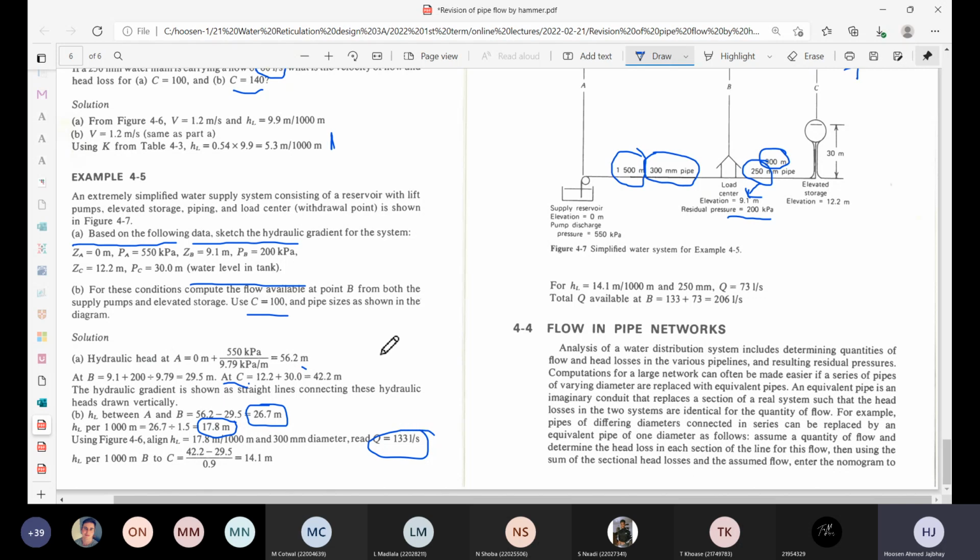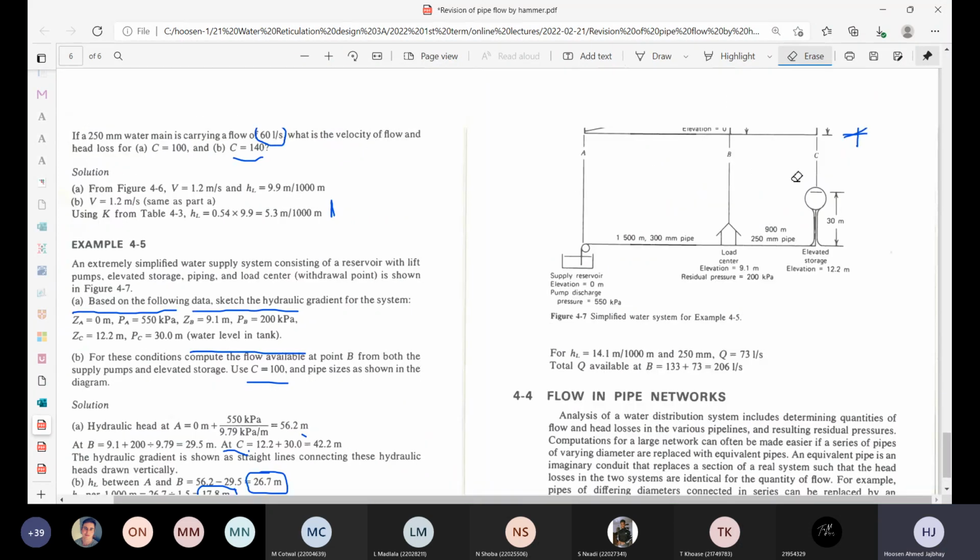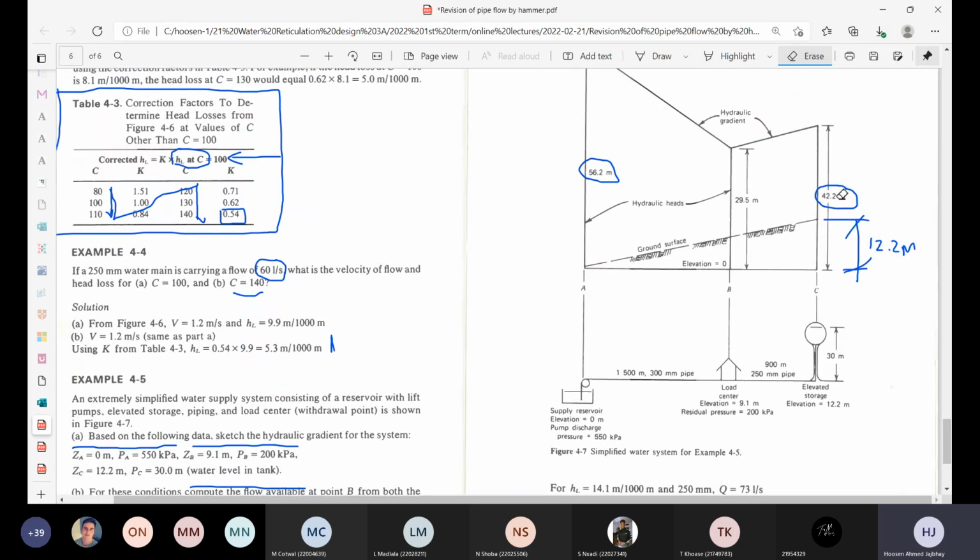Then we need to look at pipeline BC and determine it. So we're going to follow the same procedure. Again, we want the head loss per 1,000 meters. Let me just delete all these extra lines that I have here to make it clearer so you can follow it. If we look at it, we had a head here, let me just delete more stuff from here to clear it all out. It's easier for you to follow.